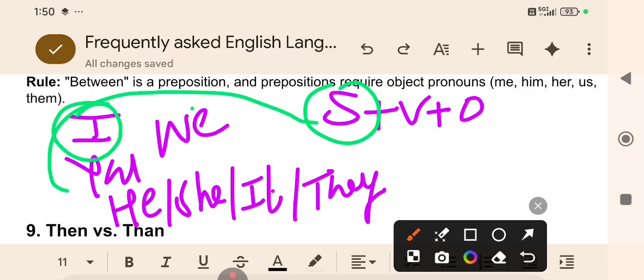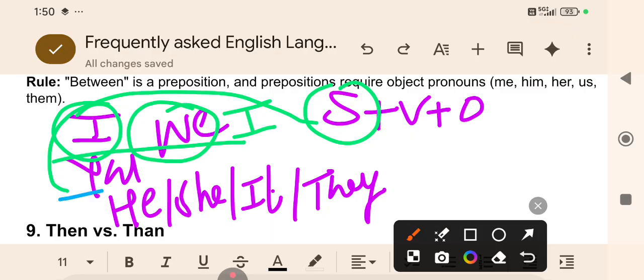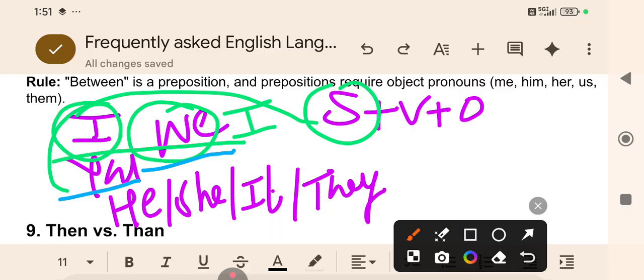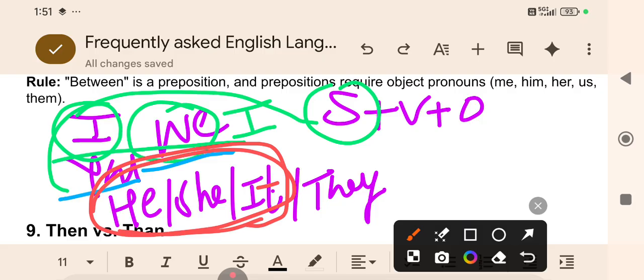I is singular, we is plural, but both are first person. Then you is singular and plural, second person, so you is common. Then we come to third person, where we don't know who he or she is. That is why there are three, because in the case of I and you we can see each other. You can see the person who is sitting in front of you.